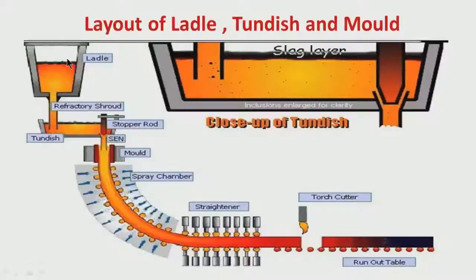That means we have to be careful that whatever cleanliness level we have achieved, it should not decrease. Cleanliness levels should only increase. That means all the elements, particularly oxygen and nitrogen, which are there in air, there is a possibility of pick up of oxygen, that means reoxidation, and pick up of nitrogen from air, that means renitrogenation, during transfer of liquid steel from ladle to the tundish, from tundish to the mold. So, we have to be very careful.